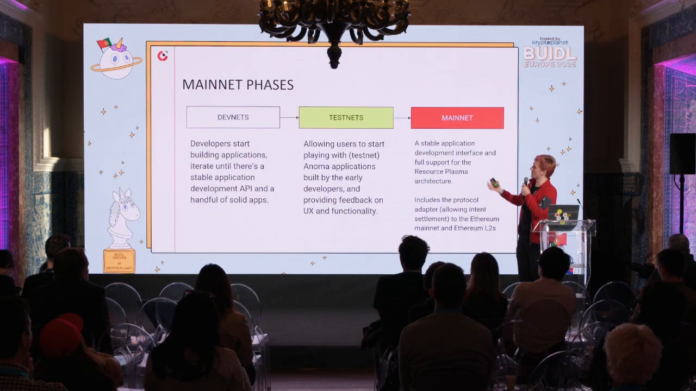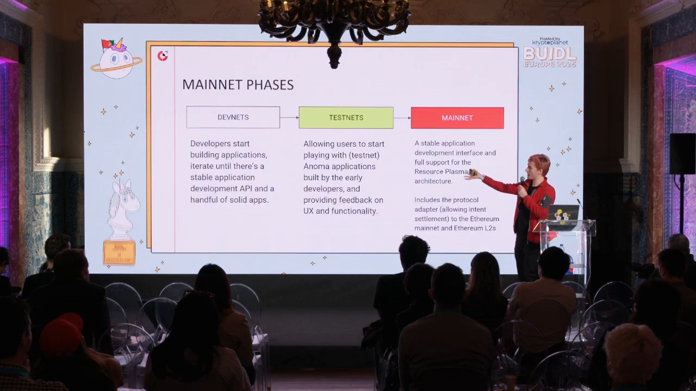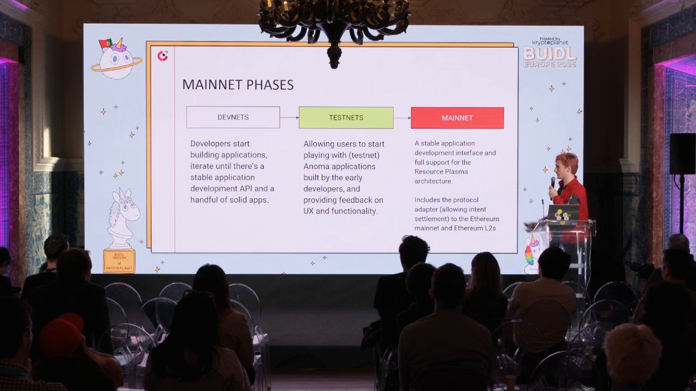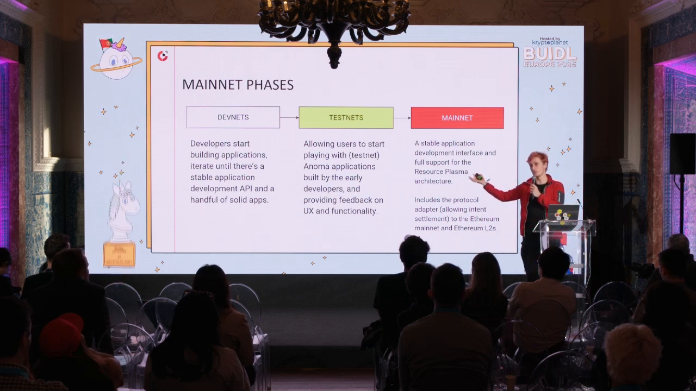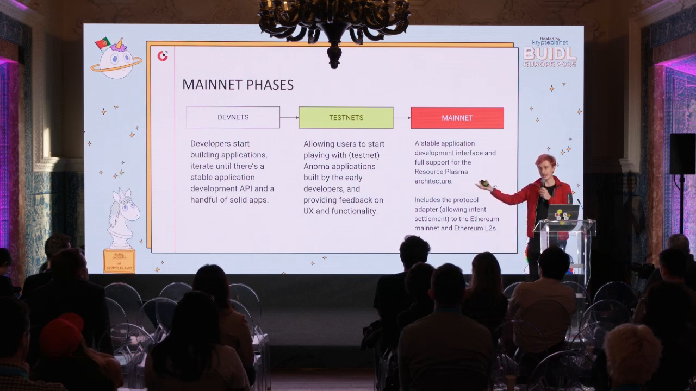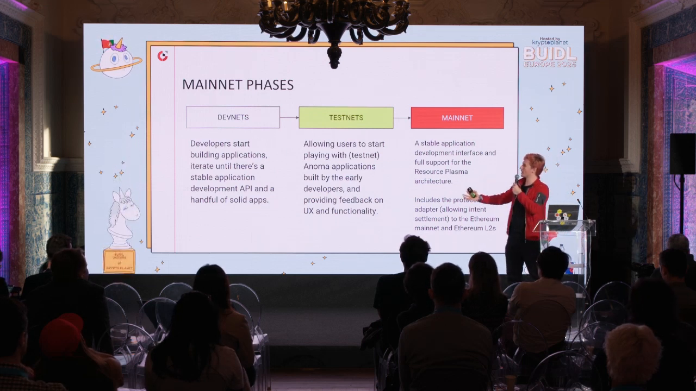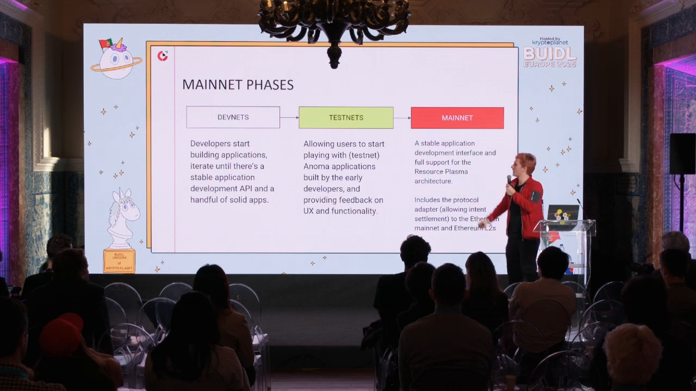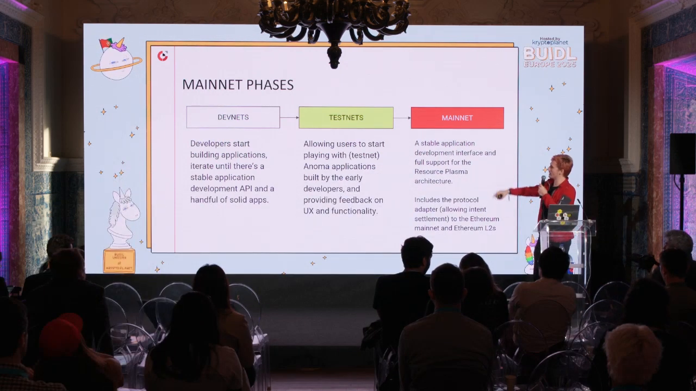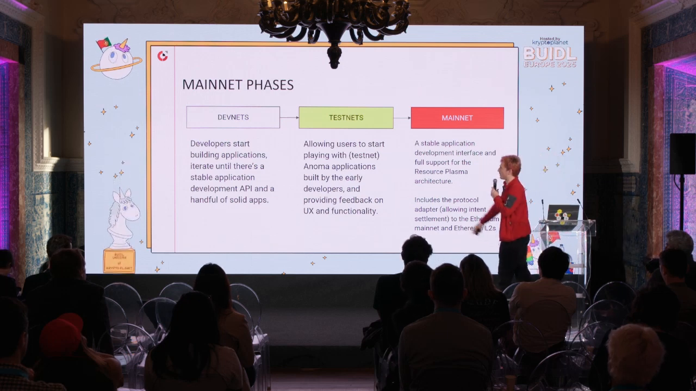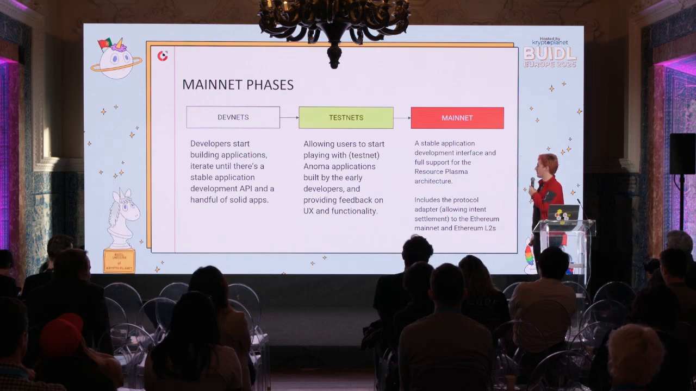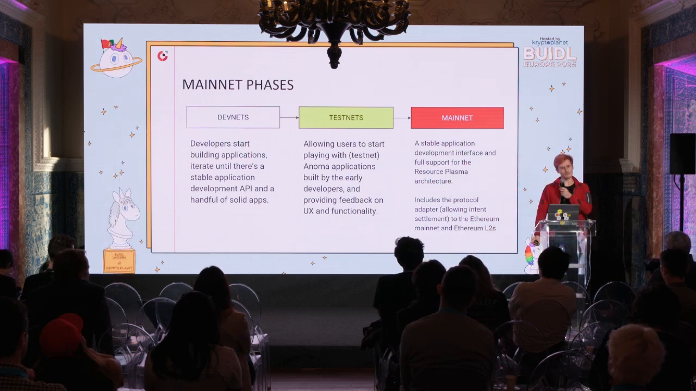So the mainnet phases are: devnets have started. Developers are starting to build applications. You can build a bunch of new cool applications that aren't possible at the moment, that are actually fully decentralized. It's very fun, so please check it out. The code is open at github.com/anoma/anoma. Then we're probably hitting testnets sometime early this year, so you can have public testnets, and then mainnet probably sometime later this year.